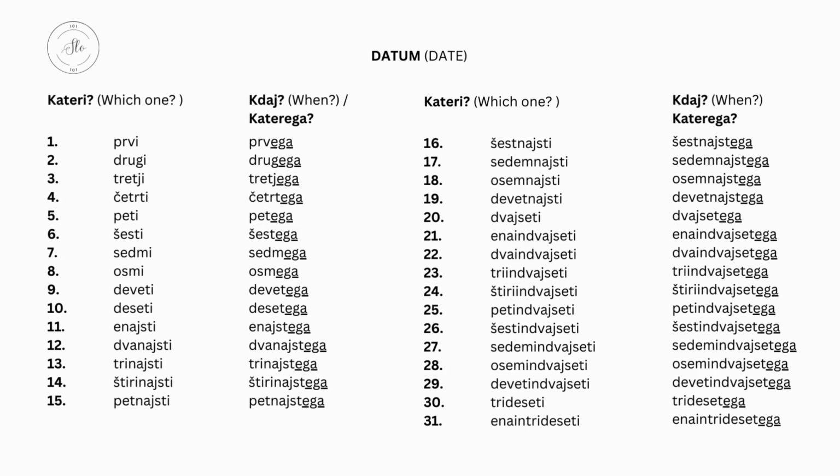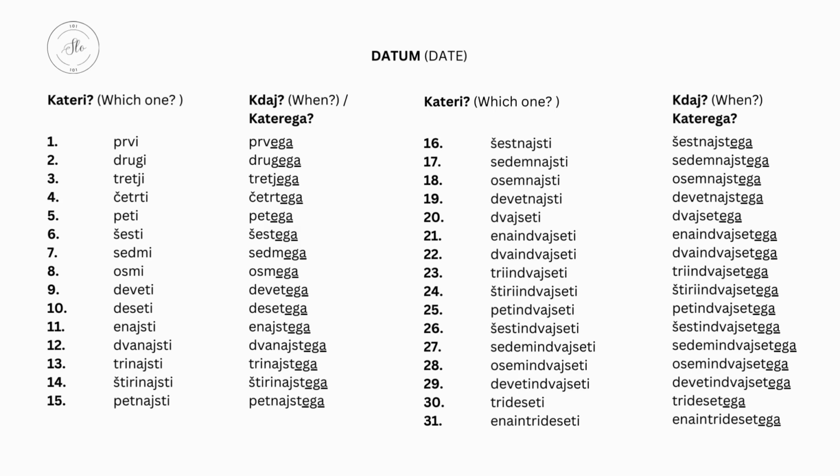The question word is Kateri, which means which one. When we ask on what date something happened or will happen, we can use the question word kdaj, which means when, or katerega, which is the word kateri in the second case. Let's read through these numbers together.